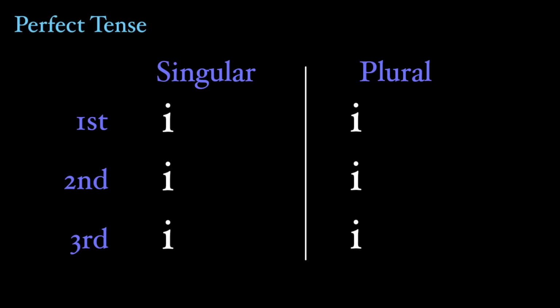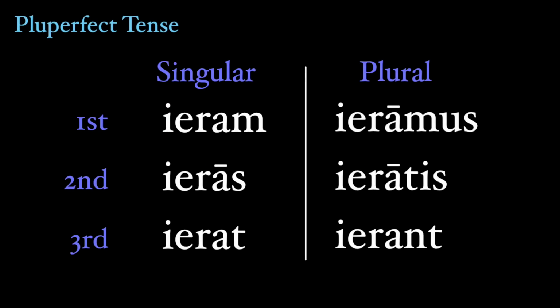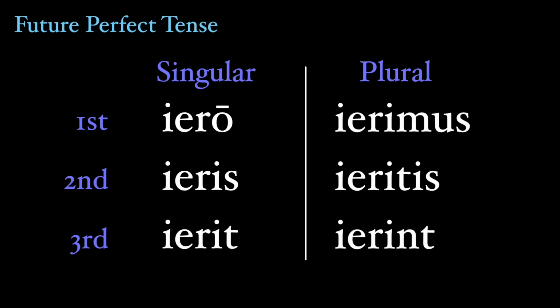The perfect stem is a short i, and we add the standard perfect endings to this. Ii, isti, iit, iimus, iistis, and ierunt, although you'll very often find the second person forms contracted, where both short i's combine to form a long i before an s: isti and istis. The pluperfect and future perfect are regularly formed. So here's the pluperfect, and here's the future perfect.